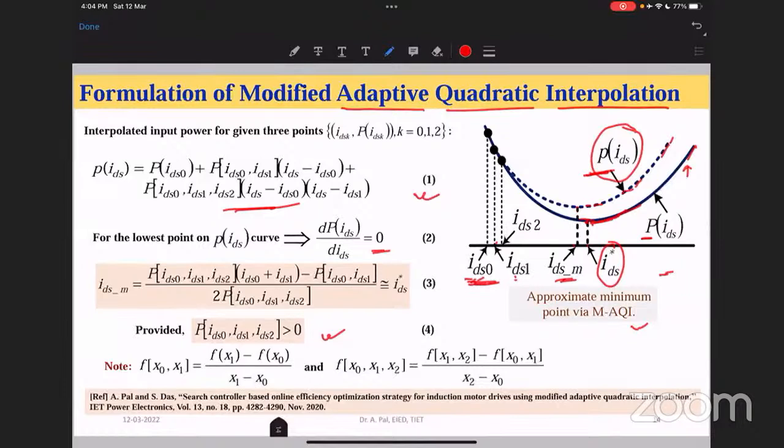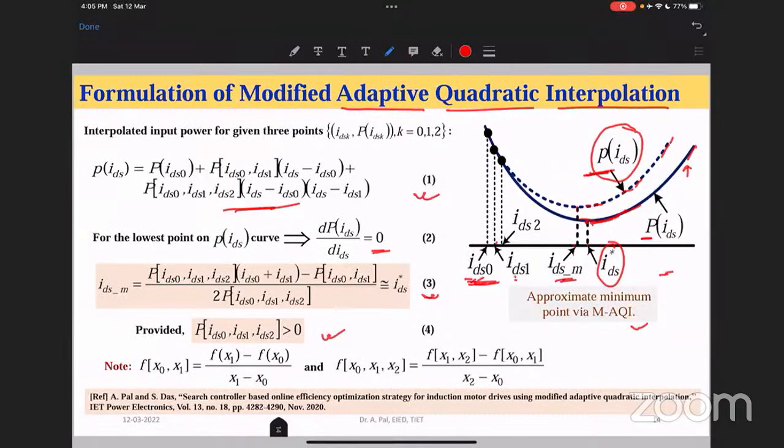So if we get this optimum value, that means this IDS star or IDS M, in this expression 3, then we can say we achieve the minimum point of the curve. And at that time the power requirement of the machine will be minimum, that we can claim at that particular flux value. So that is the idea behind the implementation of this type of method.